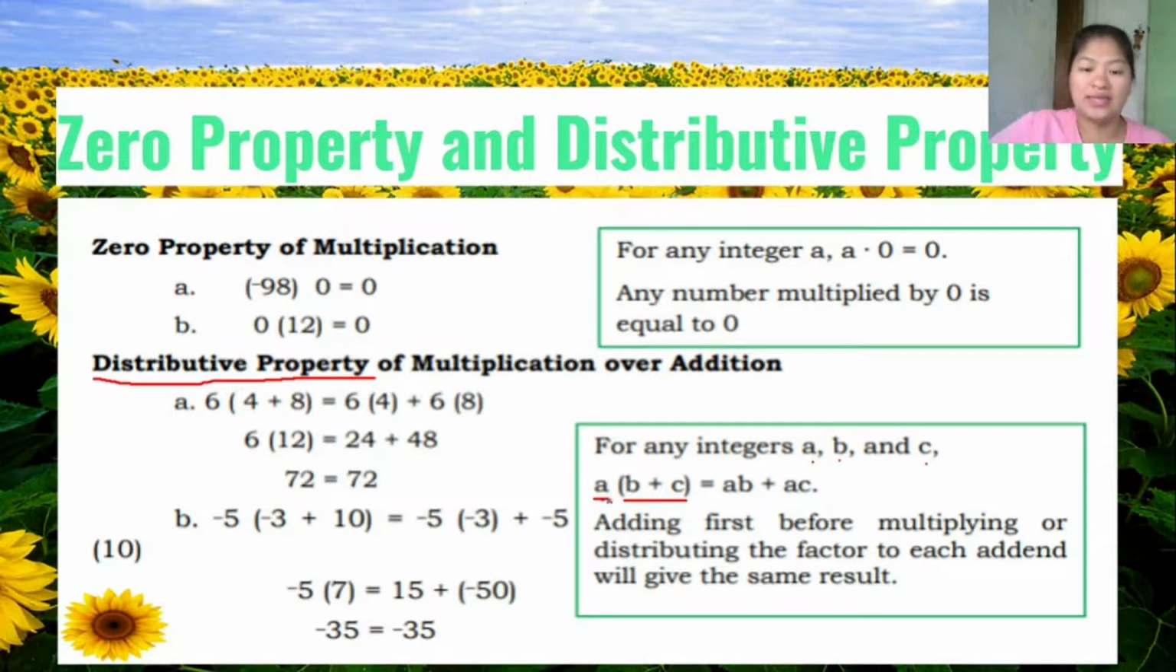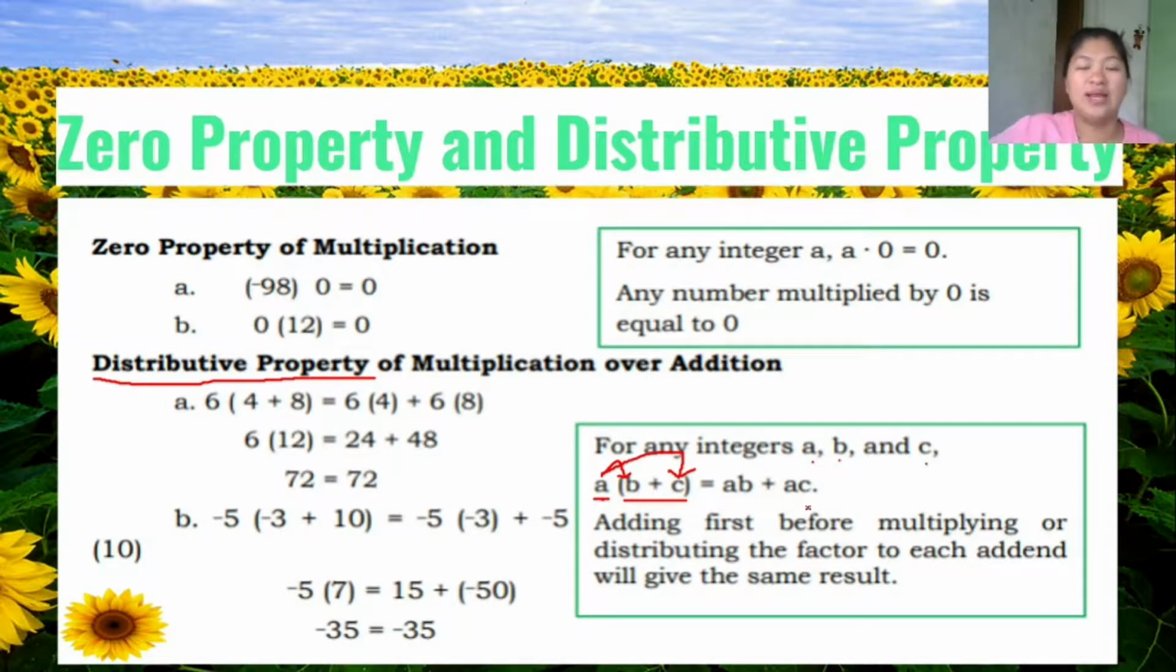Kapag daw po ginawa nating A times the quantity of B plus C, equal daw po yun kapag i-multiply natin si A sa bawat isang nasa loob. So A times B is AB, and then A times C is AC. So, adding first before multiplying or distributing the factor to each other will give the same result. So, ano po ang ibig sabihin noon? Kapag daw po inad natin itong B plus C, saka natin i-multiply kay A, equal daw po yun kapag si A ay i-multiply natin isa-isa kay B at C at saka sila i-add.